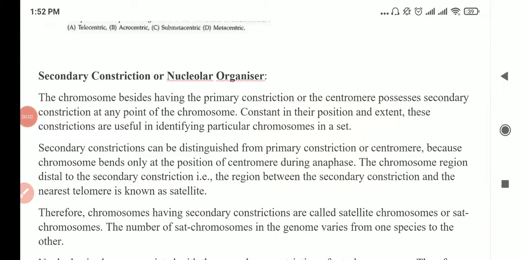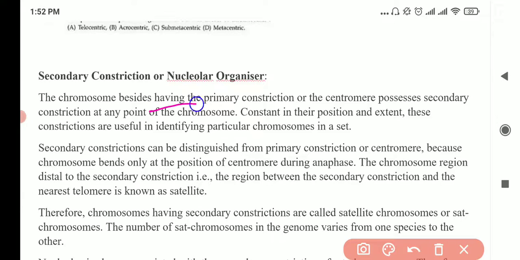Okay, next is the secondary constriction or the nucleolar organizer. So the centromere was the primary constriction, no? If you remember, I told you that the centromere is not a bulb, it is a constriction. It's like a squeezed part of the thread which will attach the spindle fiber. Okay, so other than the main centromere, there are other constrictions.